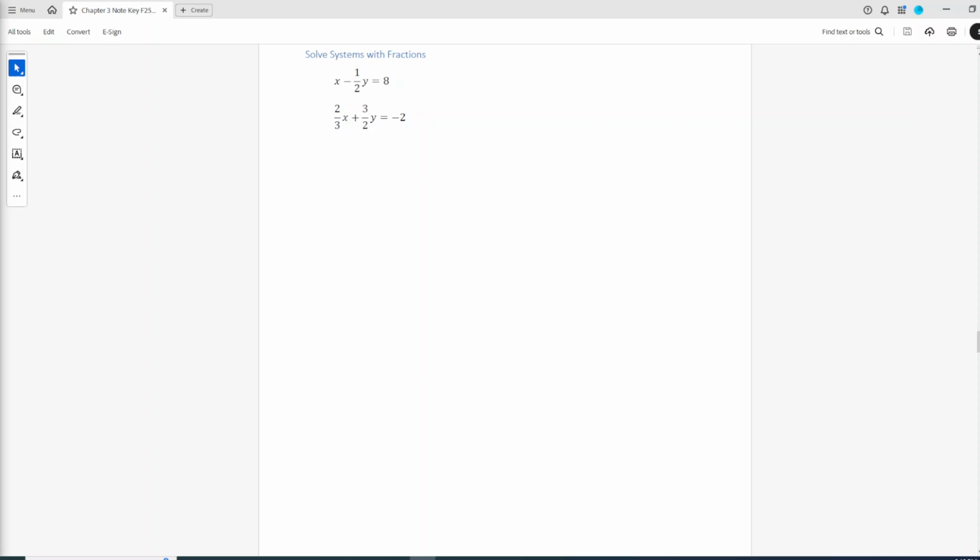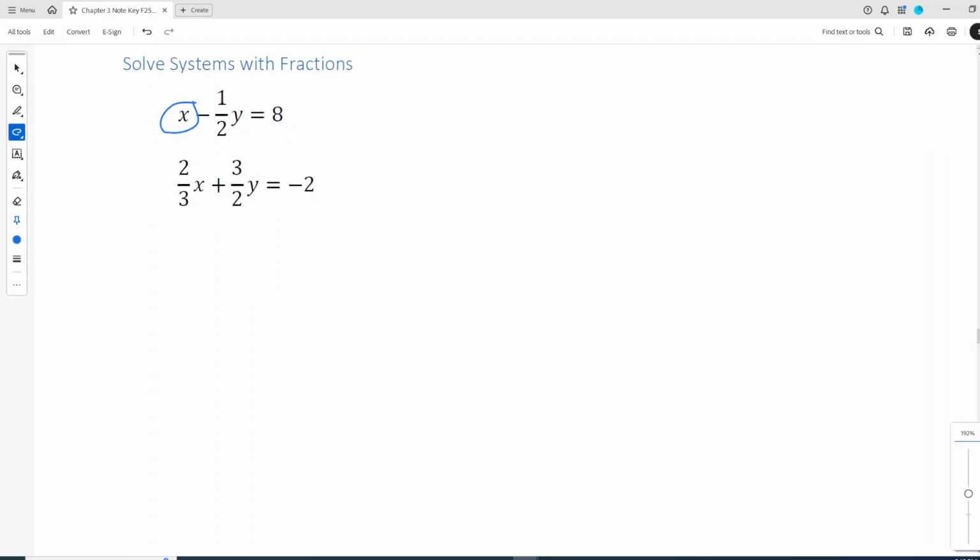So the next thing we're going to do is solve a system of equations that has fractions. There's two ways of going about this. Way number one, don't fear fractions, right? Maybe take this equation and isolate x, right? Make x equal 8 plus 1 half y, then plug that in for x. But can you see how complicated that's going to get? You're going to end up with just like a world of fractions.